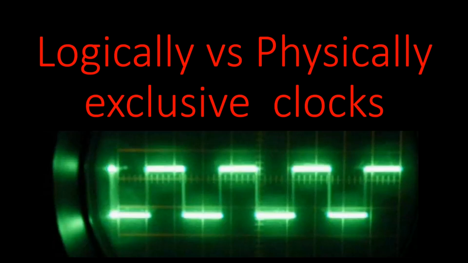Now without wasting much time, let us get started and see this interesting topic on logically versus physically exclusive clocks. Friends, let us try to define exclusive clocks first. The term exclusive clocks refers to multiple clocks that are never active at the same time. Let us take an example of two clocks. Two clocks are there for my design, but if clock A is active, then clock B cannot be active. If clock B is active, then clock A has to be silent. Those clocks are called exclusive clocks. Only one clock can be active at any point of time. They cannot be active at the same time.